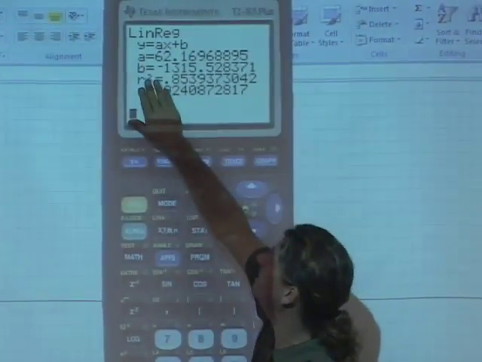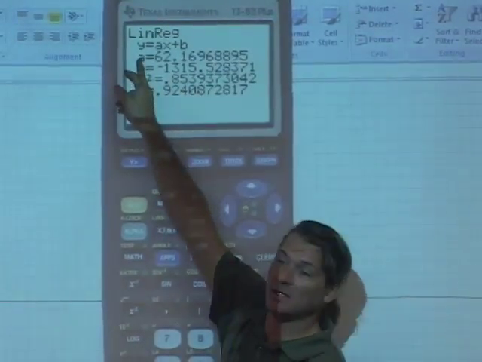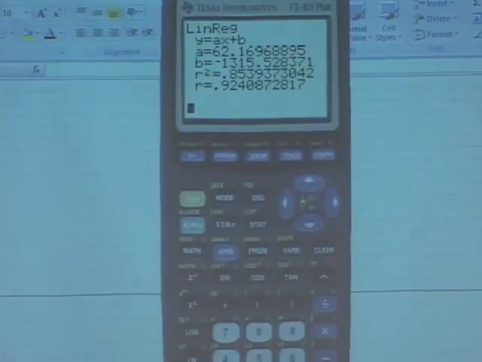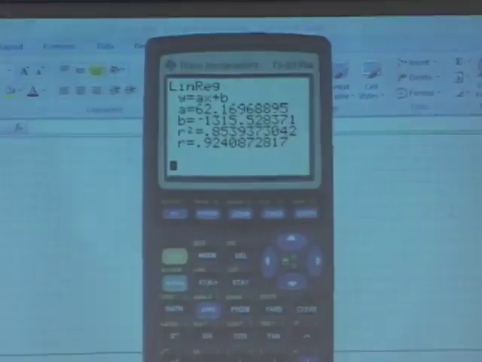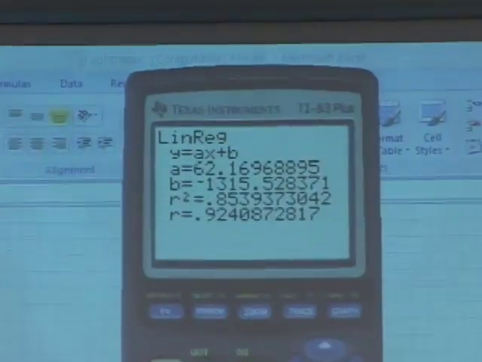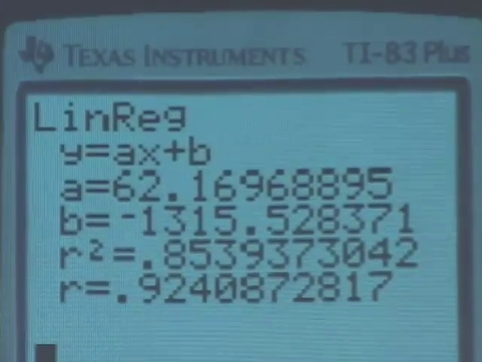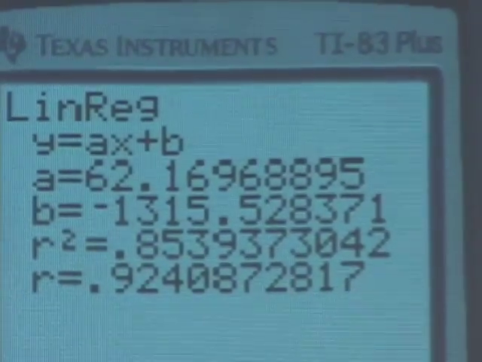All you guys need is A and B though. So if you're not seeing R, don't stress. We need A and B. Remember, A is the slope and B is the y-intercept. So right now, if I wanted the model of the line that went through the data, I could write y is equal to 62.17, that's rounding, times x, minus 1315.53. This green equation right here.